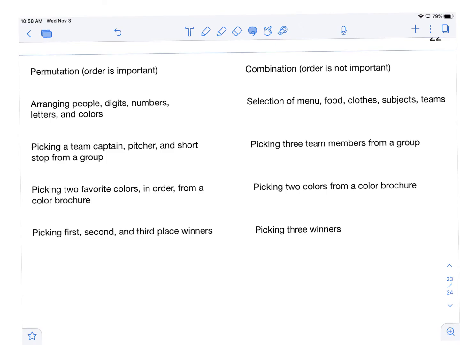So I put everything here, just so you guys know. Oops. Let me get the mirroring going. This is where it's all going to be at with what I have written here. Hopefully this will help you with permutation and combination.